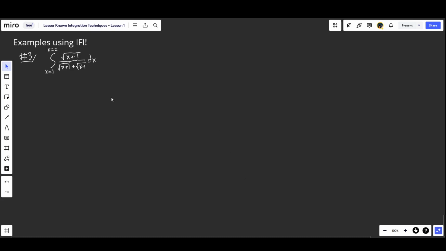So far we have done indefinite integrals, so let's spice things up a little bit and do a definite integral for our next example. Let's do the definite integral from x equals 1 to x equals 2 of the square root of x plus 1 over the square root of x plus 1 plus the square root of x minus 1 with respect to x. For the sake of brevity, and not wanting to distract from inverse function integration anymore, I'm going to skip doing this integral and the following integral using more traditional techniques and just jump straight into IFI.